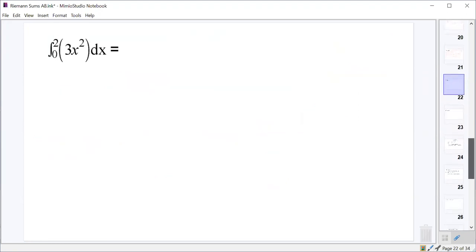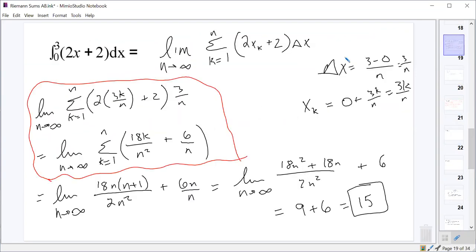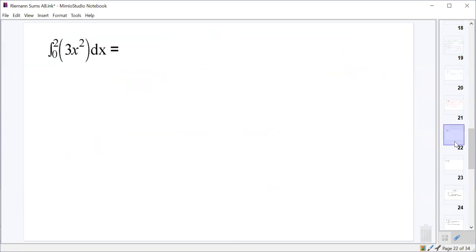All right, those ones we've done so far were all linear, so we could have done those using geometry. So we'll do a couple quick ones where we wouldn't be able to use geometry. We're going to look at a parabola now. So what we're finding here is the area underneath the parabola y equals 3x squared from 0 to 2.